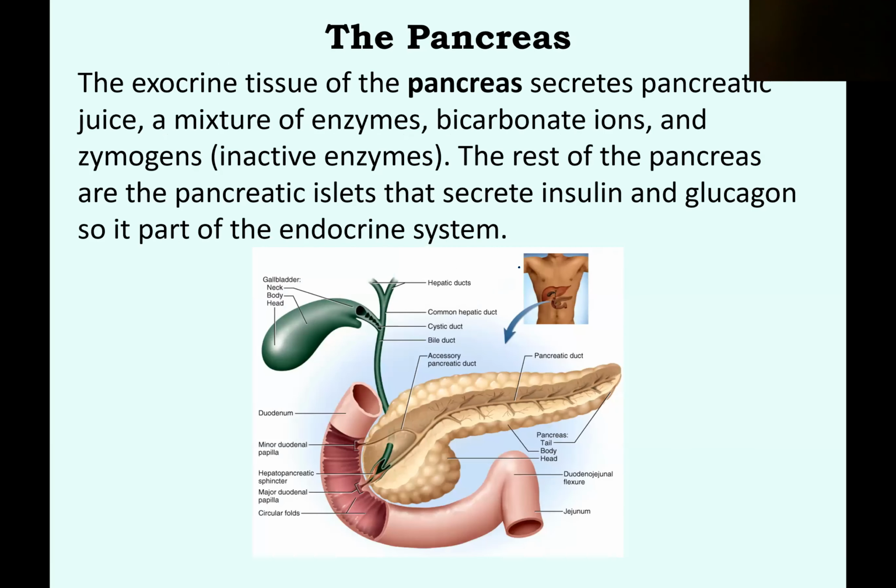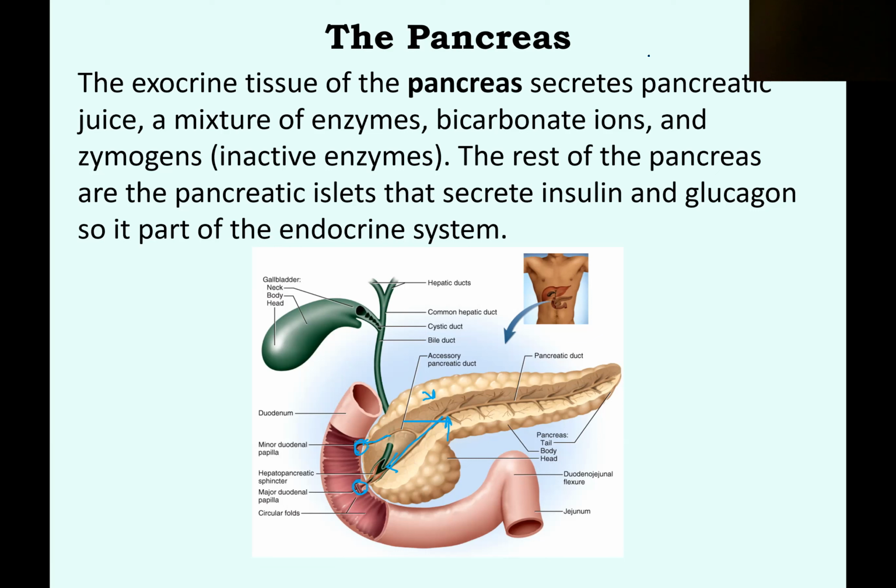The pancreas is an organ made out of both endocrine and exocrine tissue. The endocrine tissue is part of the endocrine system and not part of the digestive system. The exocrine tissue is part of the digestive system, and that tissue secretes pancreatic juice to drain into that hepatopancreatic ampulla, which goes into the small intestine. It also has this accessory duct, which mostly releases bicarbonate.